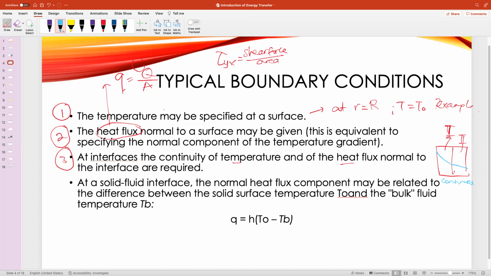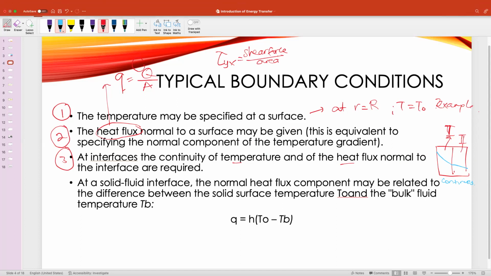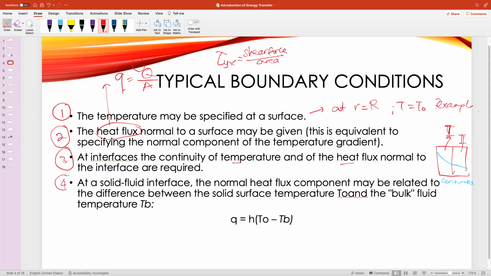And this is also very important. The fourth one: at a solid-fluid interface, the normal heat flux may be related to the difference between the solid surface temperature T0 and the bulk fluid temperature.